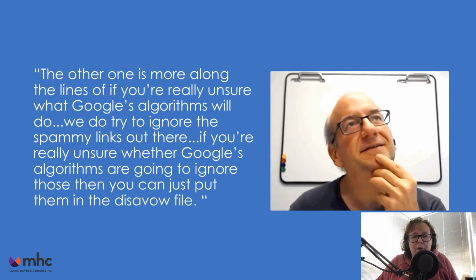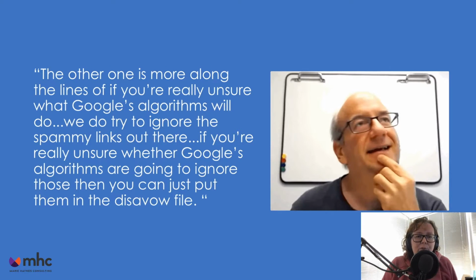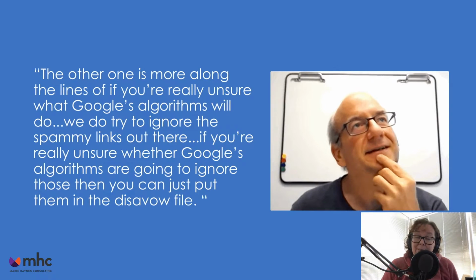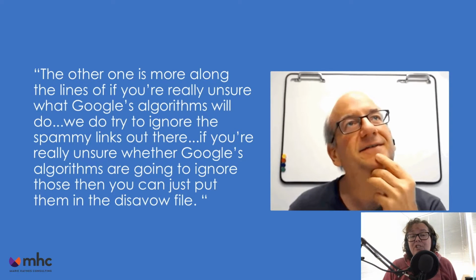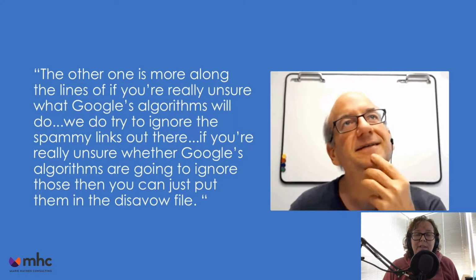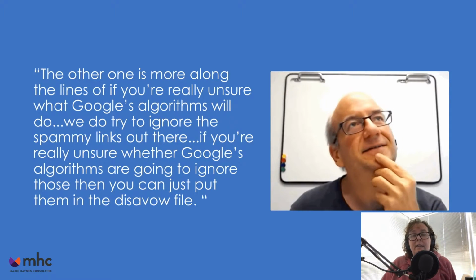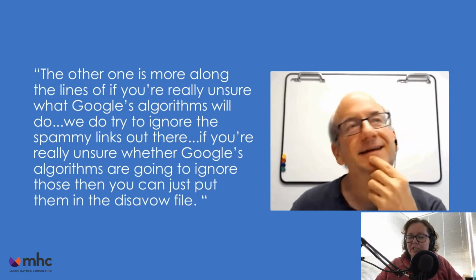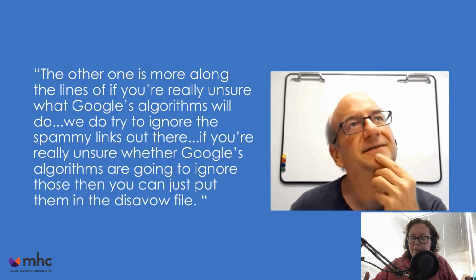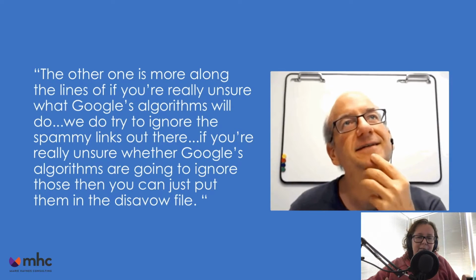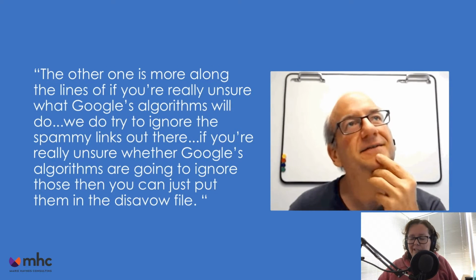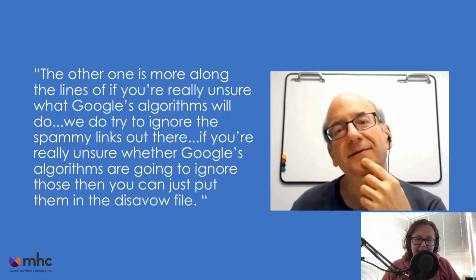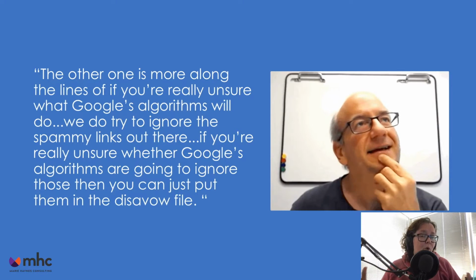But here's the other one. John said, if you're really unsure of what Google's algorithms will do, then maybe you should put a disavow file out. Now that's tricky. And this is the type of question that we get asked about a lot. If you see very ultra spammy links pointing at your website, I'm talking about spammy image sites, or sites that have like 4,000 wallpaper images and one of them links back to your website, these are links that every website gets, and I really don't think that they're going to hurt a website.